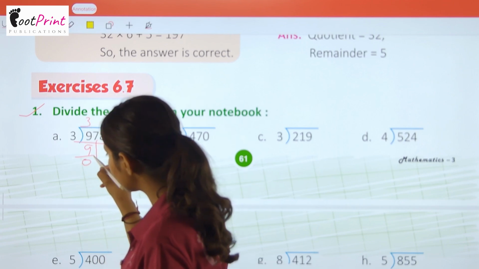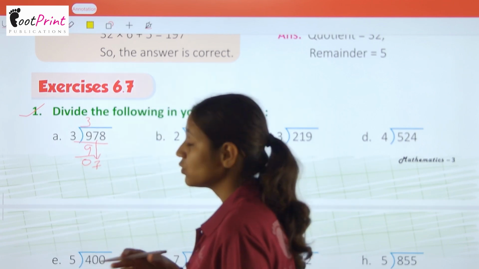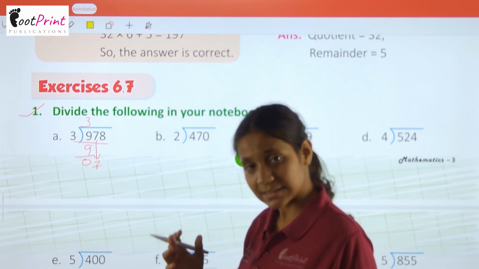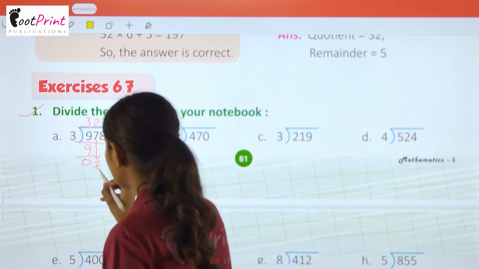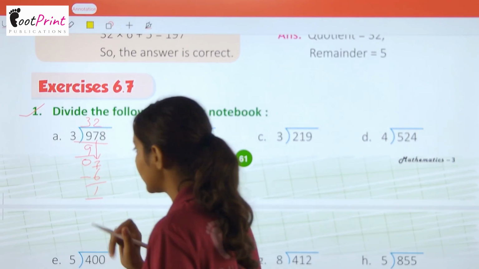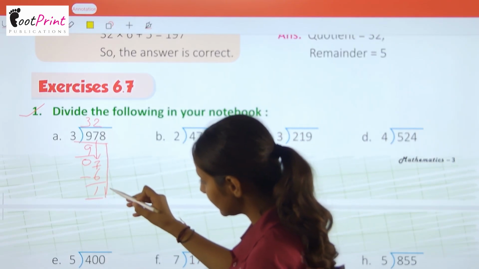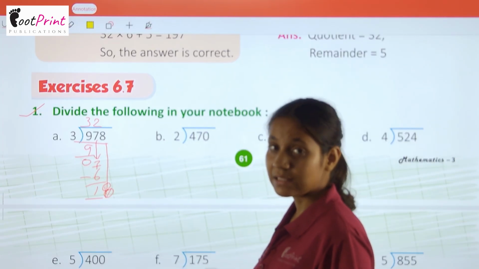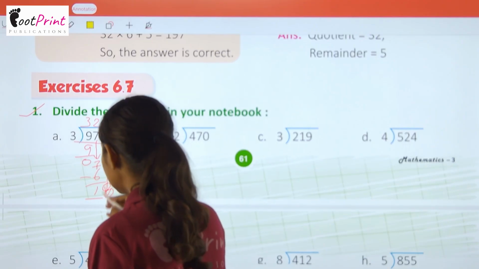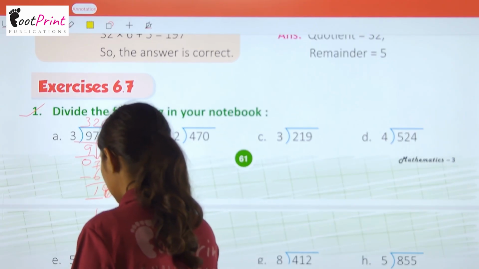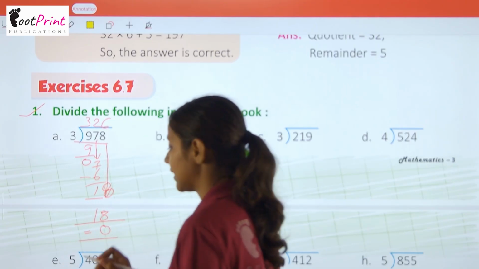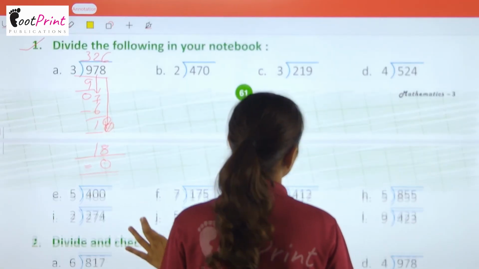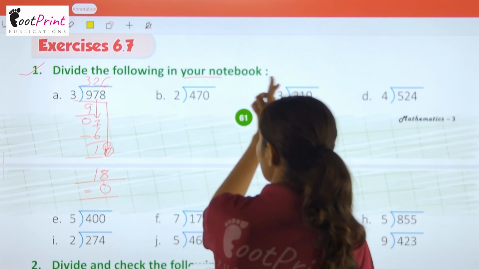We will bring this 7 here. Okay, now check whether 3 के टेबल में 7 आता है. जी नहीं, वो तो नहीं आता है. 7 से छोटा 6. 3 2s are 6. Okay, after minus as a remainder we are getting 1. Now we will bring this 8 here. Now 3 के टेबल में 18 आता है. Yes, it does come. 3 6s are 18. Now as a remainder we are getting 0. Okay, similarly the rest of the part you have to do by yourself in your notebook.